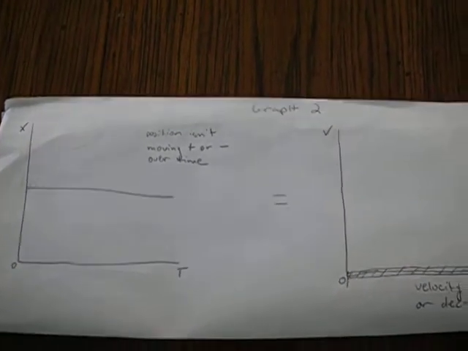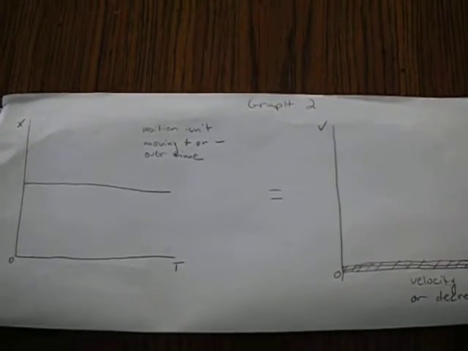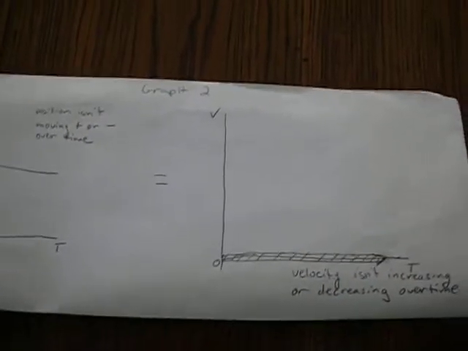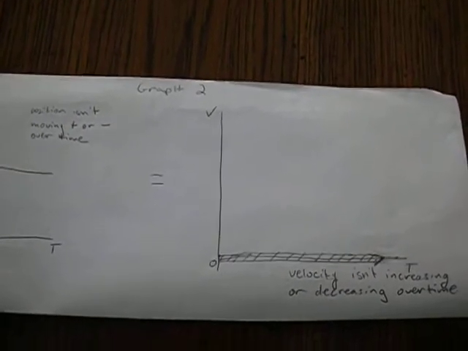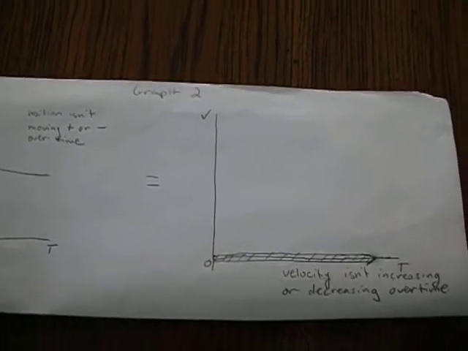On graph 2, position over time is on the left. The position isn't increasing or decreasing over time, which gives us a velocity that also isn't changing over time. It just stays put at a 0.